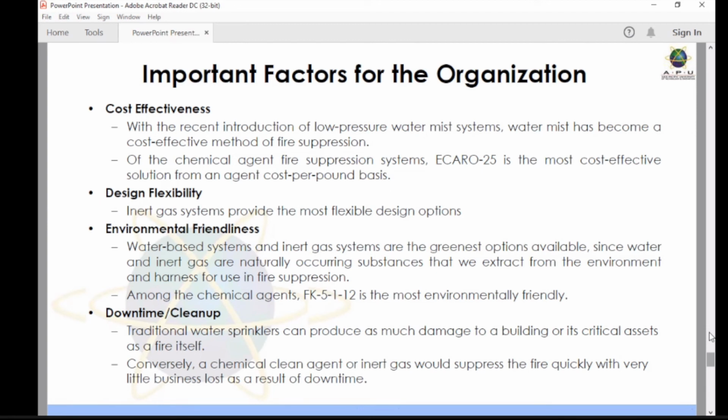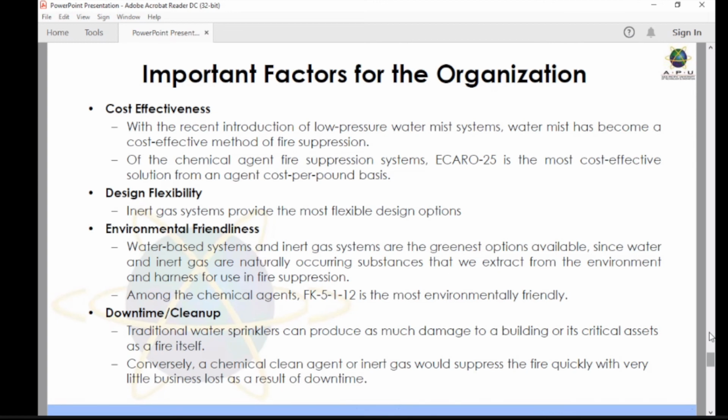Design flexibility. Inert gas systems provide the most flexible design options. And then environmental friendliness. Water-based systems and inert gas systems are the greenest options available compared to chemical, since water and inert gas are naturally occurring substances that we extract from the environment and harness for use in fire suppression. Like nitrogen is abundant in the atmosphere. Among chemical agents, FK5112 is the most environmentally friendly.